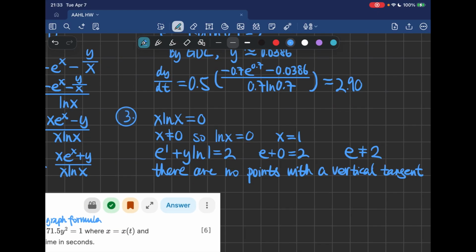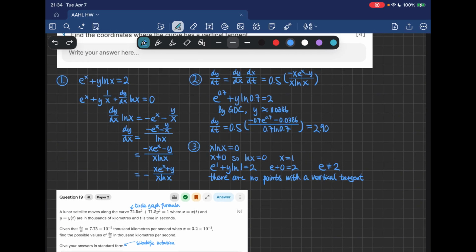But you'll see that you can't really find y. Y just disappears, because you have ln 1 right here after substitution, that becomes 0, and then you end up with e plus 0 equals 2, and e should not be equal to 2, right? So that means this point we want doesn't exist. So there are actually no points with a vertical tangent.